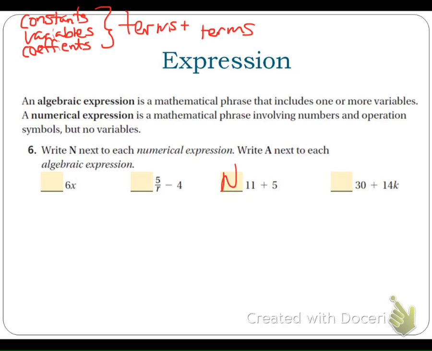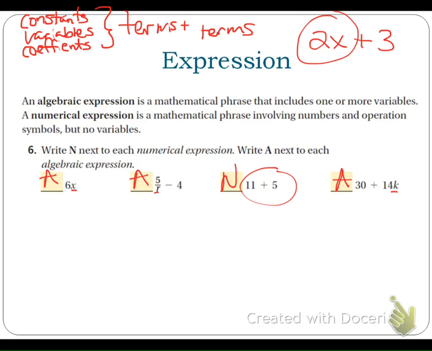I see this one right here, and that appears to be the only one. So you've done something like that before, 11 plus 5. That's a numeric expression. All those other ones, if there's even just one variable in there, then they're called algebraic expressions. So we'll put an A there. So just like expressions can be algebraic and numeric, I should go back and let you know that terms can be algebraic or numeric. For example, 2x plus 3. The algebraic term is the one with the variable, and the numeric term is the one without, or basically just any of your constants. You need to make sure you can identify variable terms and constant terms, because you're going to be doing something with them later.